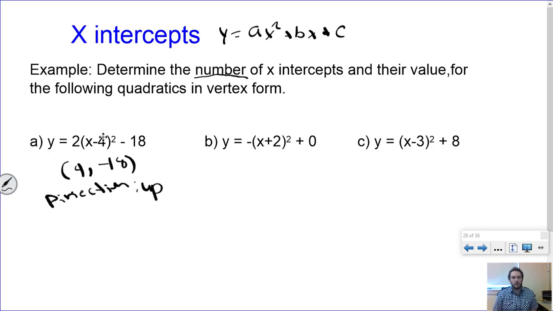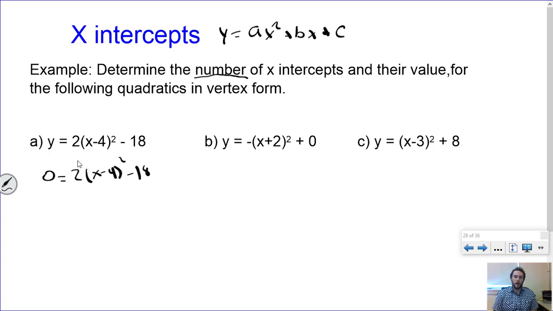So now, let's try and solve for those X-intercepts. So how do we solve for an X-intercept? And that question is true for any polynomial. To solve for the X-intercept, we always let y be 0. So we're going to do just that. We're going to take this y and replace it with 0. So 0 equals 2(x - 4)² - 18.